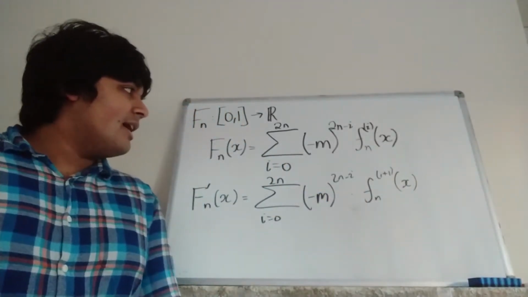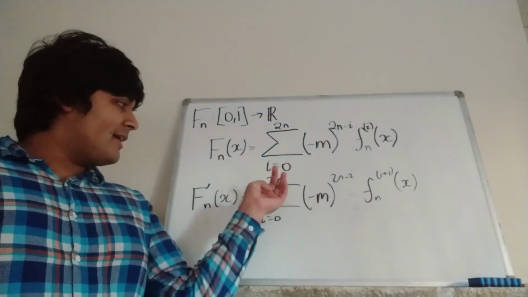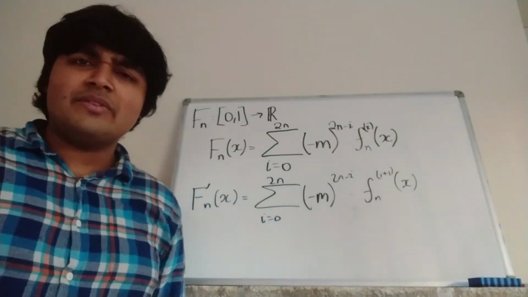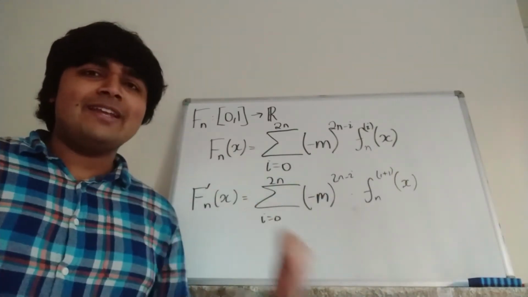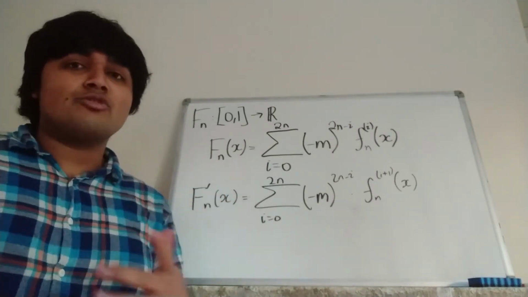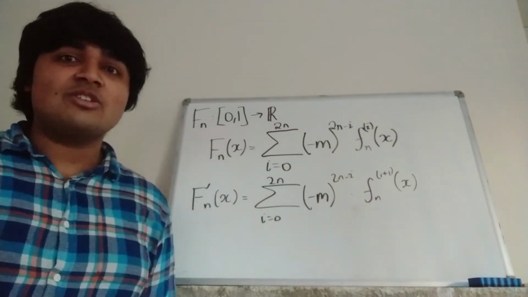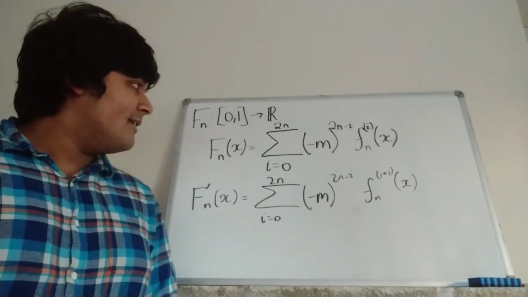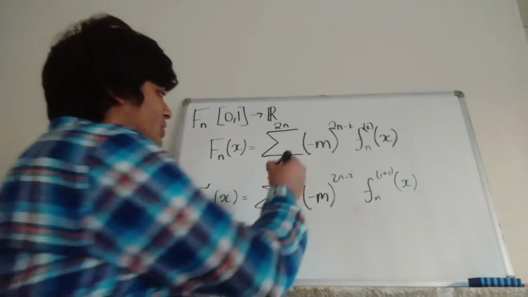Okay, like so. But of course, we know that when we plug in i equals 2n, here we're going to have the 2n plus 1th derivative of f_n. But if you remember, f_n is just a polynomial of degree 2n, so if you differentiate it 2n plus 1 times, you're going to make that final term vanish. Okay, so we only really need to sum to 2n minus 1.